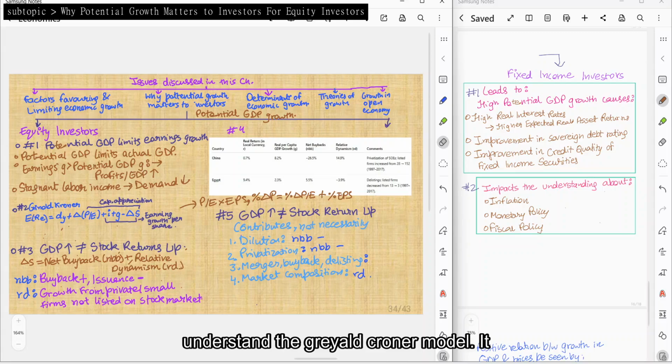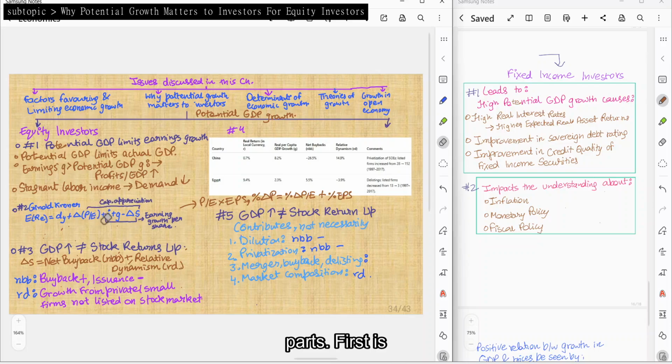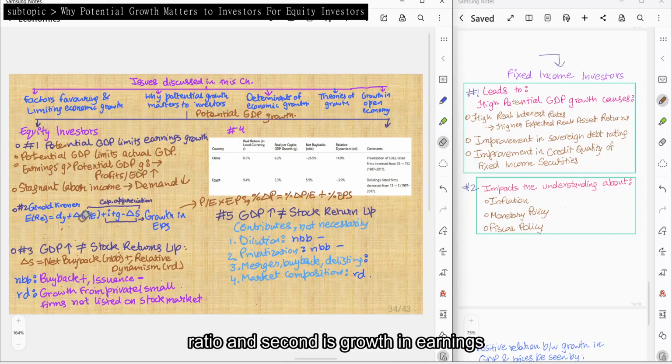So let's understand the Grinold-Kroner model. It explains expected return on equity as a function of dividend yield and capital appreciation. Capital appreciation is broken into two parts. First is change in price to earnings ratio, and second is growth in earnings per share. So how does capital appreciation, which is change in price, equal change in PE plus growth in EPS?